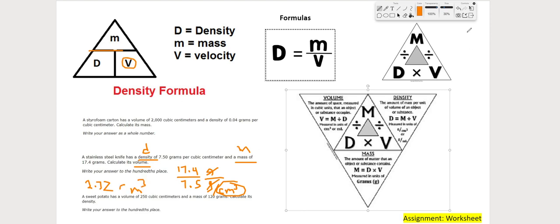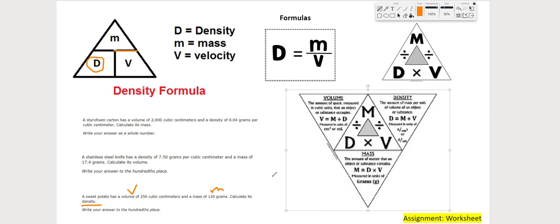Then we're going to take the last problem here. The last one says a sweet potato has a volume, so we have V, and the mass. What would be the density? So we're looking for D. If we look at the triangle, we're looking for D. To find the density, we need to divide mass by volume.